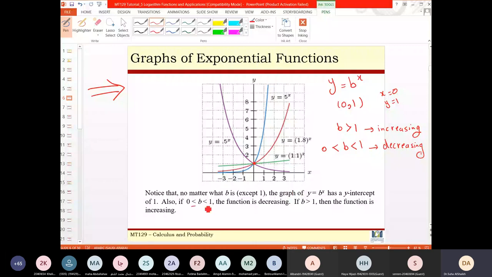So you can see مثلا هنا, this one, the one in the purple, it is 0.5. يمكن you cannot see this dot. This is 0.5 to the power x. فال 0.5 is between the 0 and 1, so the function is decreasing in this case. This one is 5 to the power x, increasing. This one is 1.8 to the power x, increasing. This one is 1.1 to the power x, increasing as well. Okay.